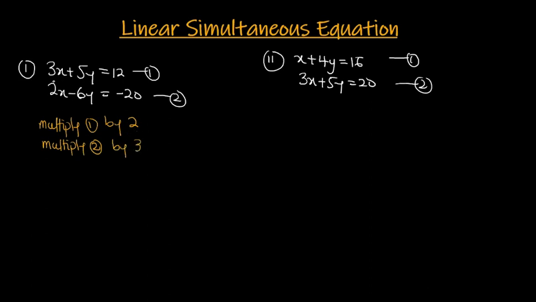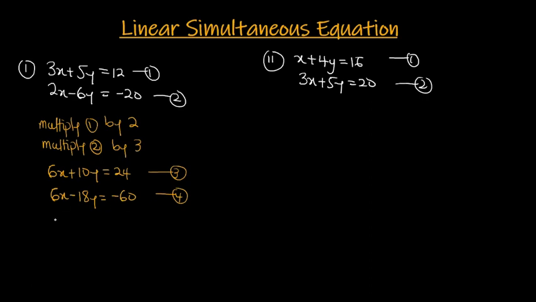So if I multiply equation 1 by 2, I'm going to have 6x plus 10y is equal to 24. You can make this your equation 3. And then I can say 2x minus 6y is equal to 20. I need to multiply by 3. So if I do that, I'll get 6x. 3 multiplied by 6 will give me 18y is equal to 3 multiplied by 20 will give me negative 60 over here. So this becomes my equation 4.